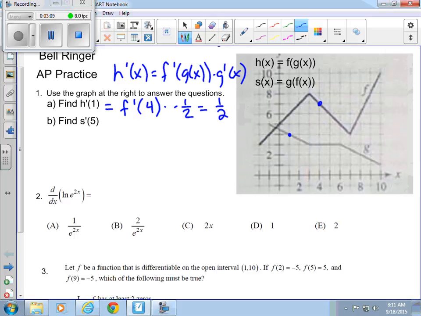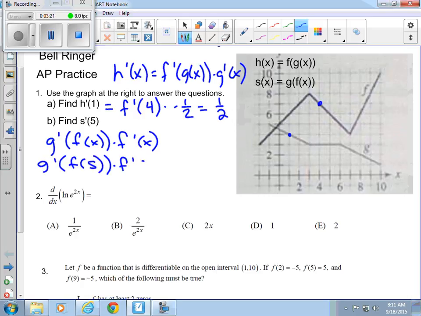s prime is g prime of f of x times f prime of x. So I want g prime of f of 5 times f prime of 5. F prime of 5, I can find out. It's still negative 1, isn't it? Because it's still on that same line that I already found the slope of. F of 5 is 2, 3, 4, 5, 6. So I have g prime of 6.